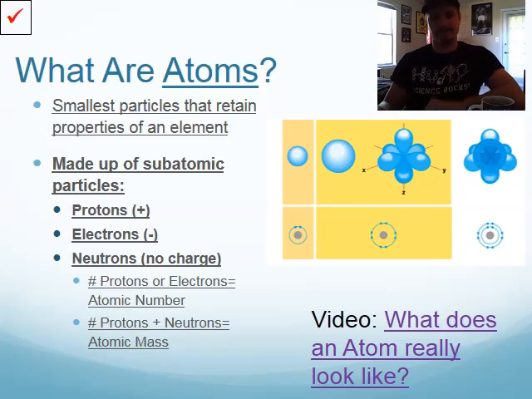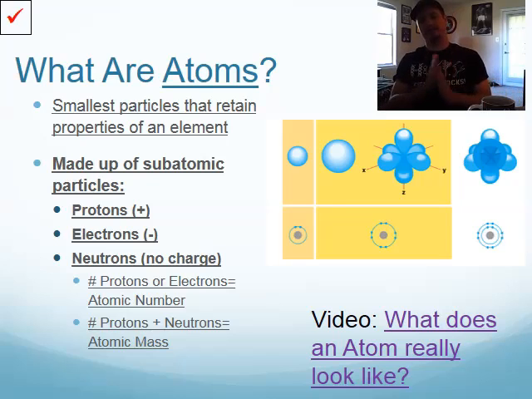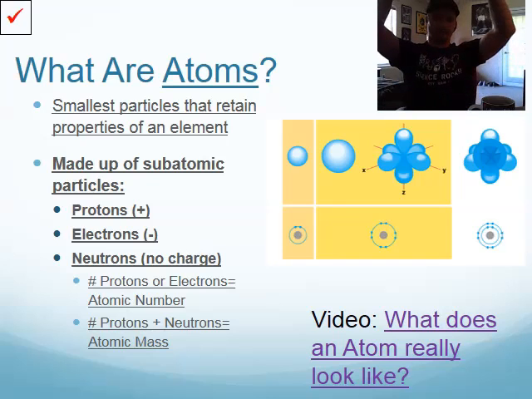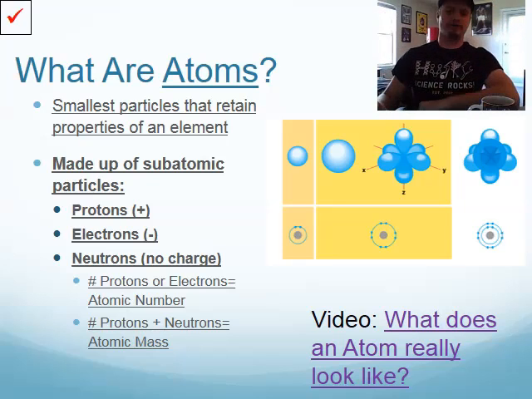Now, once again, there is a video here that'll show you exactly what an atom looks like, or a nice representative model. So if you want to, click the video below and take a look at that. I'll see you on the next slide when you're finished.